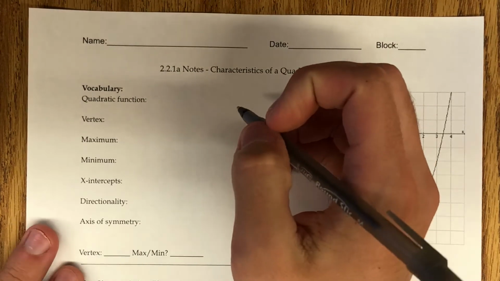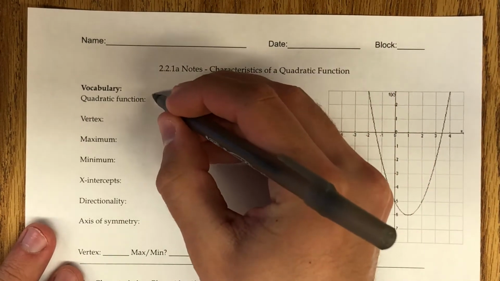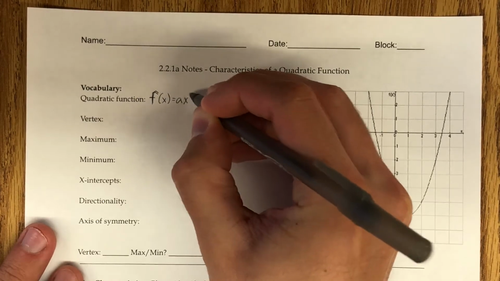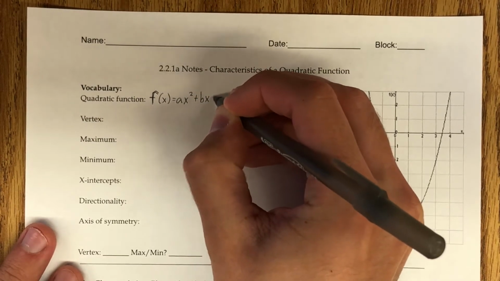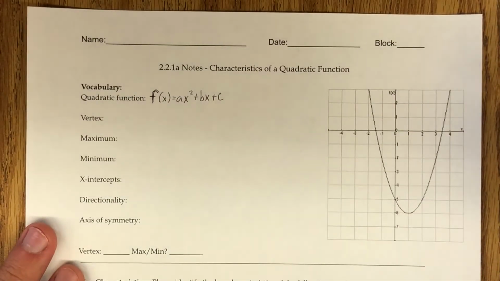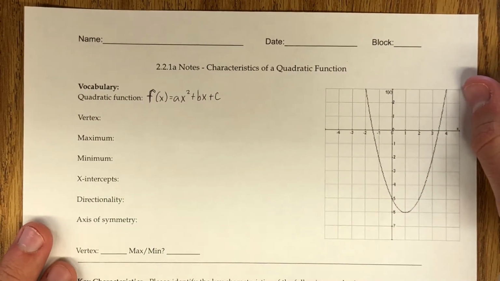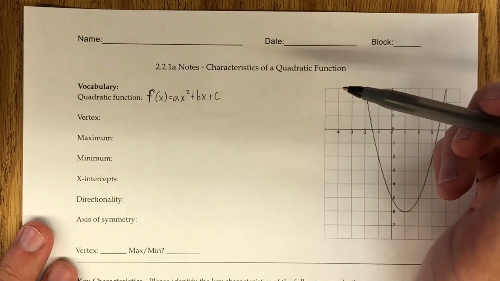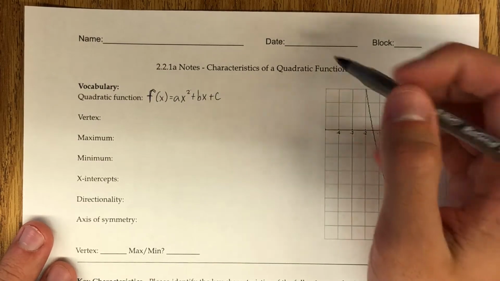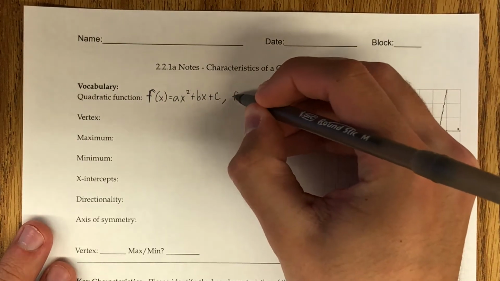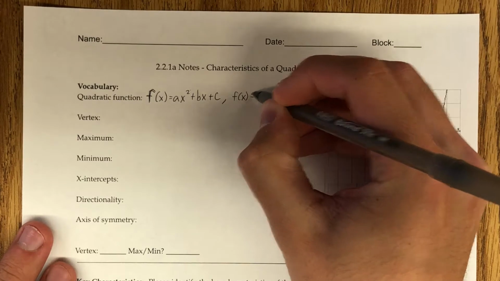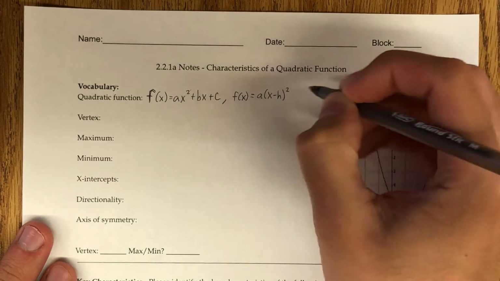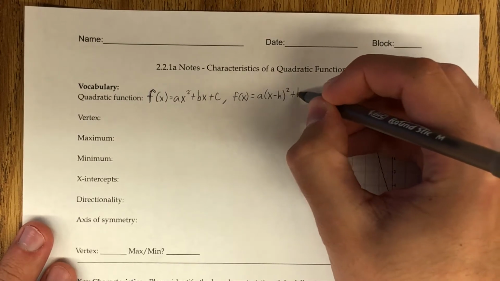When we think about a quadratic function, there are a couple different ways we can write that. We have f of x equals ax squared plus bx plus c, where a, b, and c are just coefficients, just numbers. This squared piece is how we indicate that it's a quadratic function. The other way we'll write a quadratic function, using vertex form, is f of x equals a times x minus h squared plus k.